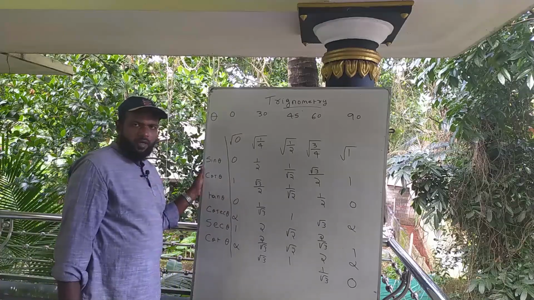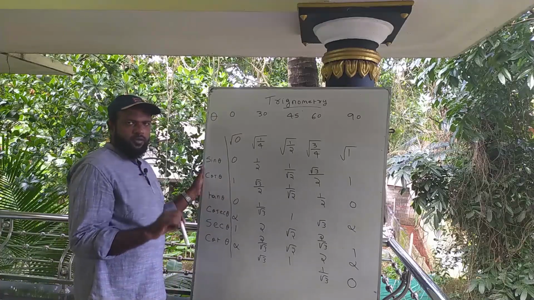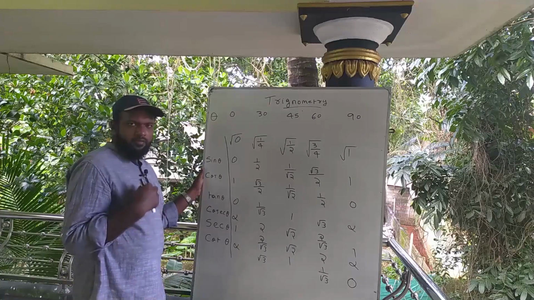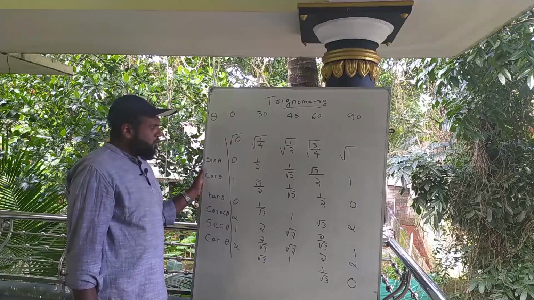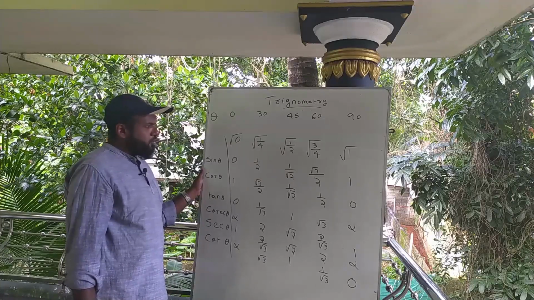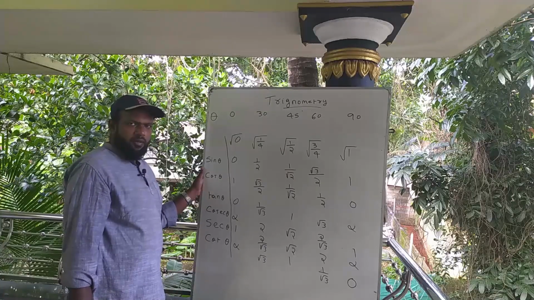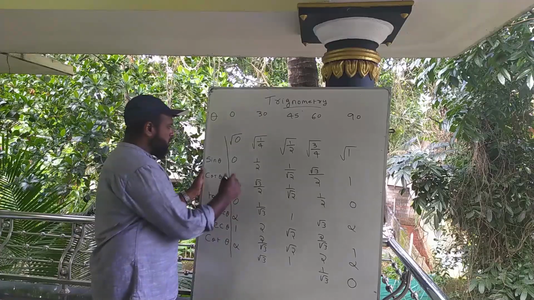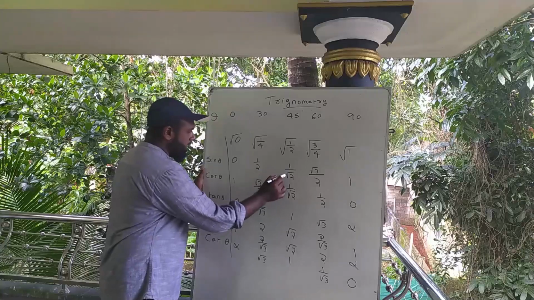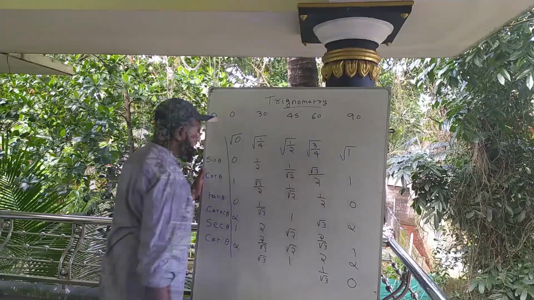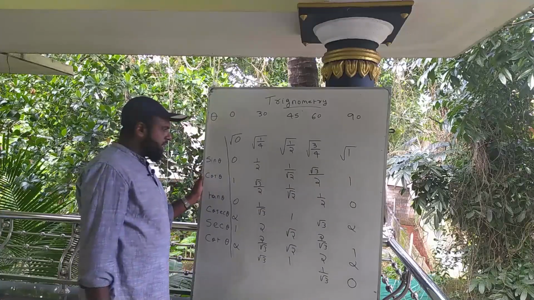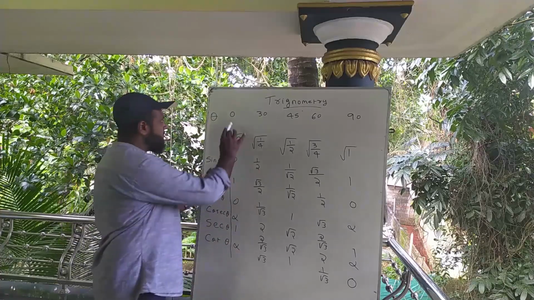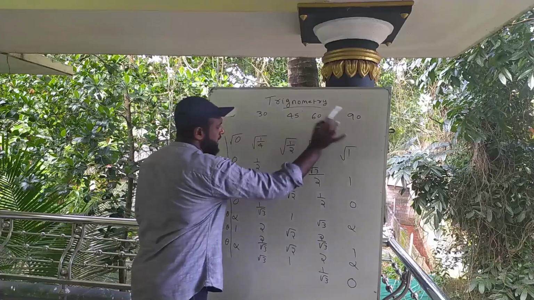First of all, we have written 0, 1, 2, 3, 4. Then we have divided the number by 4. Then we got 0, 1 by 4, 1 by 2, 3 by 4 and 1. Then we have found the root of those numbers. And we got 0, 1 by 2, 1 by root 2, root 3 by 2 and 1. We have given that value as sin theta. Then we have written the angle theta as 0, 30, 45, 60 and 90.